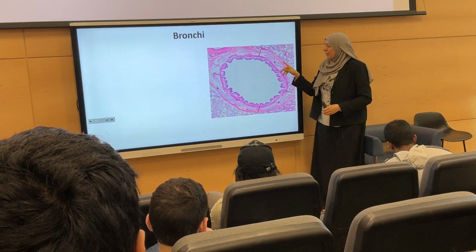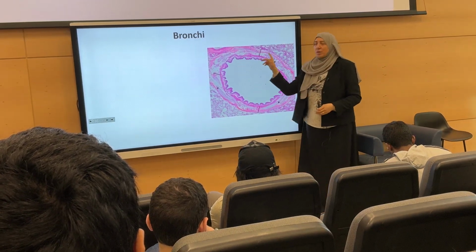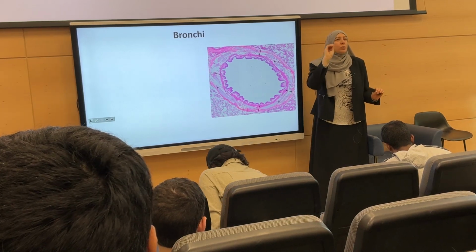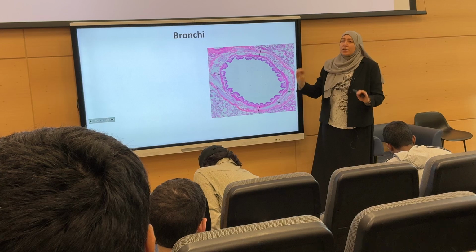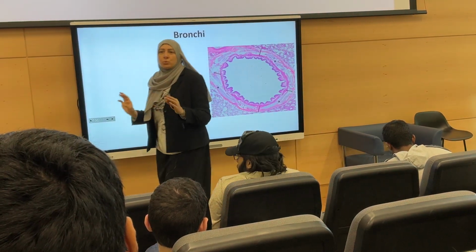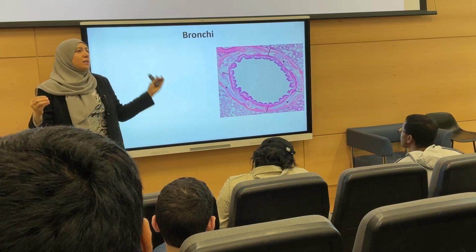But we don't have C-shaped hyaline cartilage here. How does the cartilage appear? It's a hyaline cartilage, but in small pieces, and we name this irregular plates of hyaline cartilage. So we will add a layer and we will cut the cartilage into small pieces. This is the difference between the trachea and the bronchi.